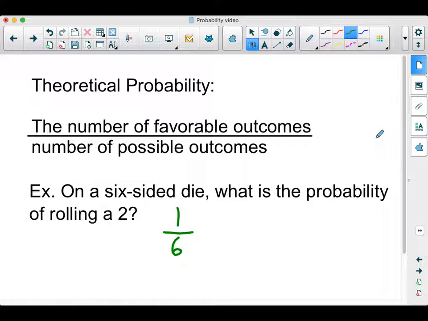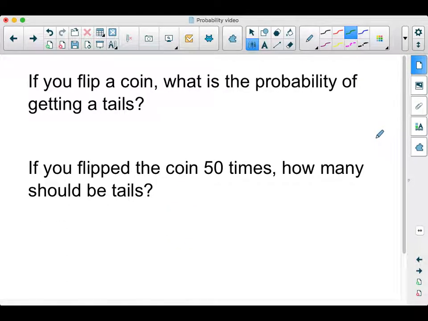That's your theoretical probability. Let's say if you flip a coin, what's the probability of getting a tails? Well, there's only one way of getting a tails, and there's only 2 options. So it'd be 1 out of 2, which you could also say is 0.5, which is a 50% chance. So theoretically, you should have a 50-50 chance of getting a tails.